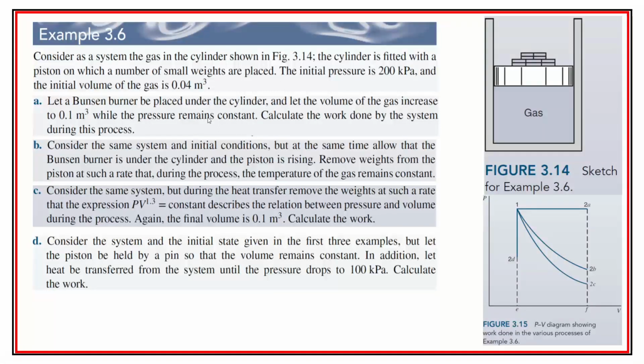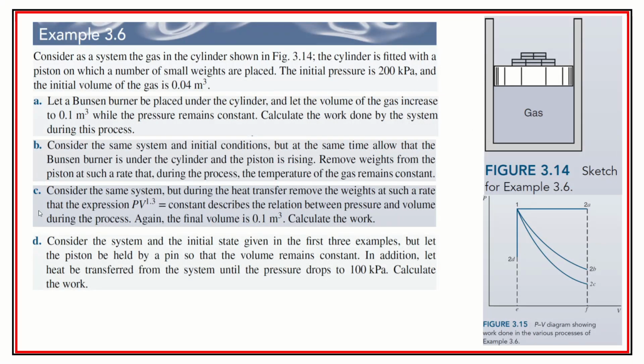All right, so here's example 3.6, and it talks a little bit about different processes as we go through. We're going to consider a system, the gas in the cylinder shown here. You've got little tiny weights in there. The cylinder is fitted with a piston on which a number of small weights are placed. The initial pressure is 200 kilopascal, and the initial volume is 0.04 cubic meters.